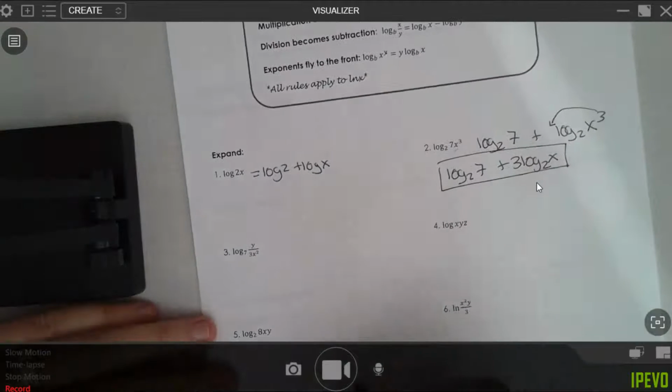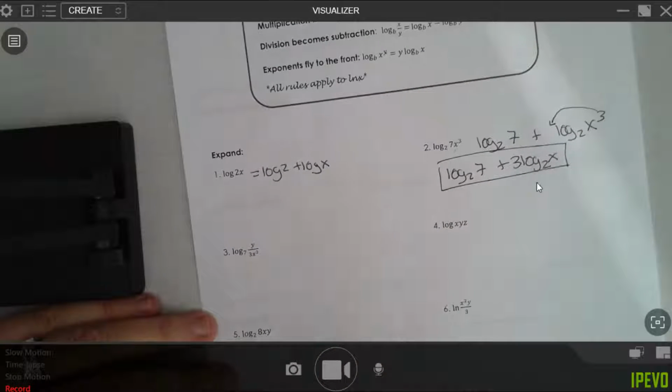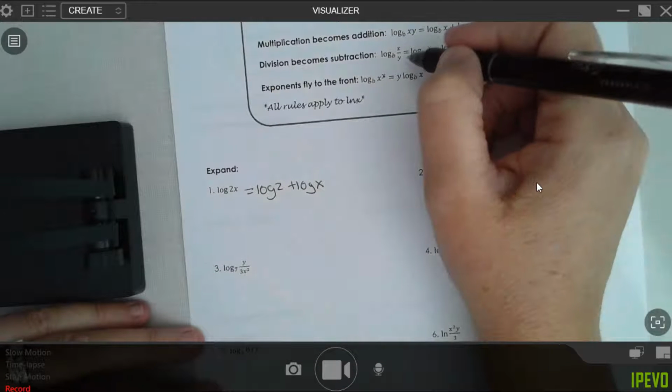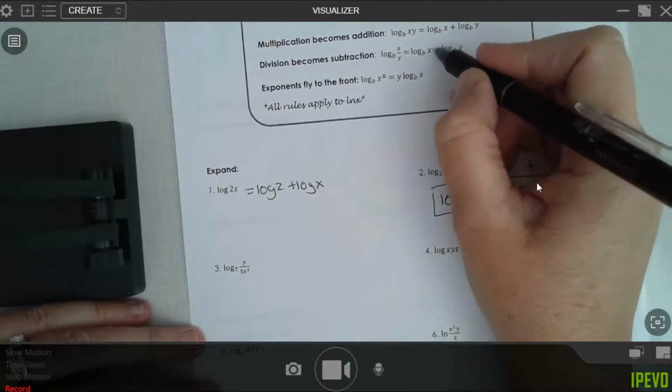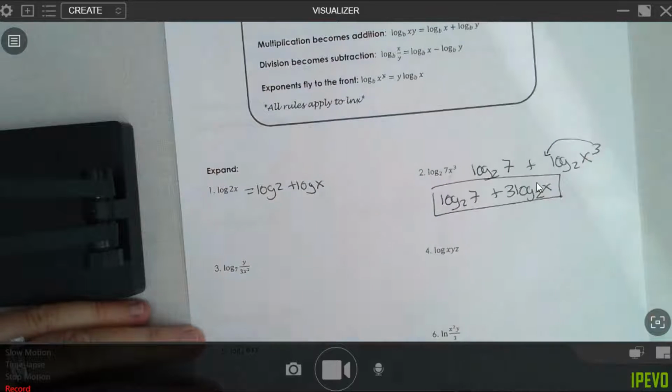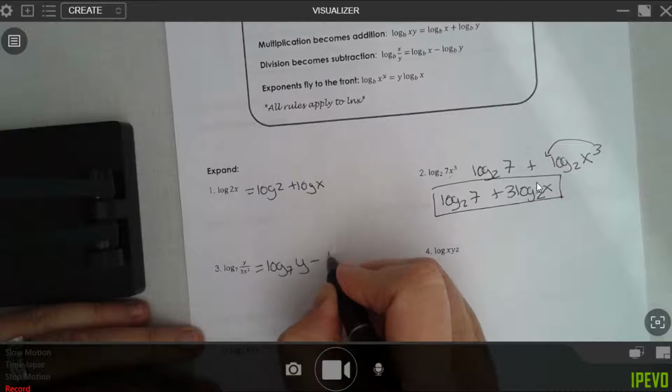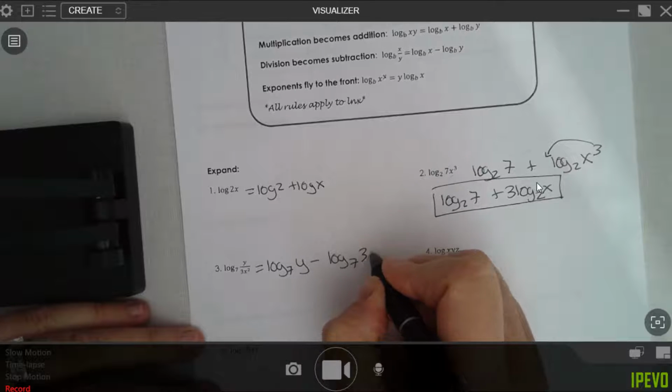So for number 3, this is a subtraction and a multiplication. So first I'm going to do my division part right here. So division tells you if you're dividing, you subtract the 2 terms right here. So you put a minus between the top and the bottom terms. So to expand this out, I have log base 7 of y minus log base 7 of 3x squared.